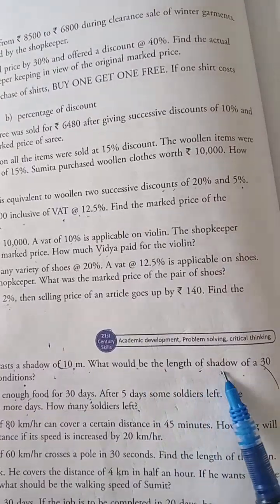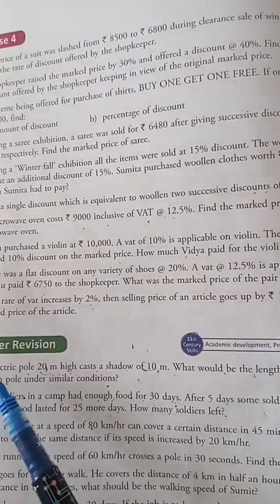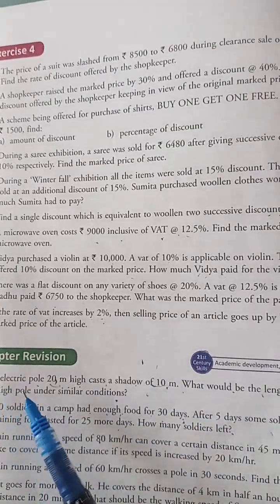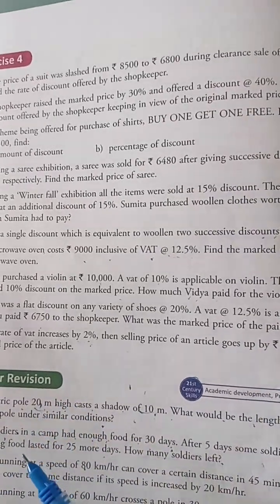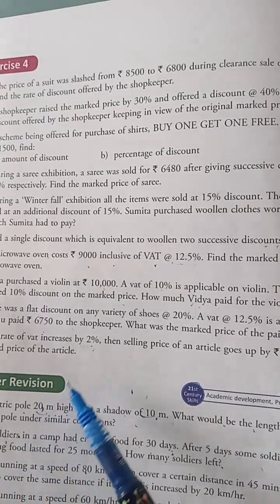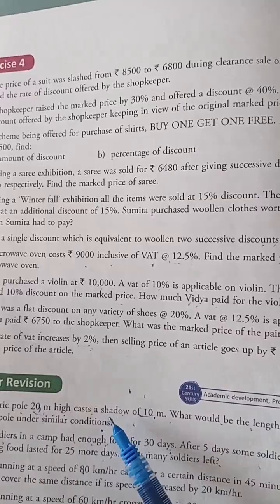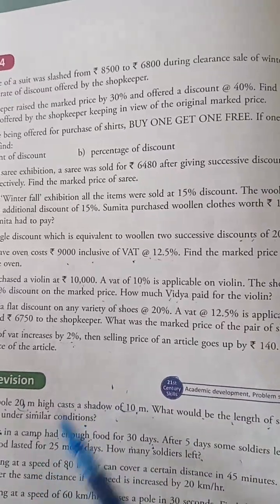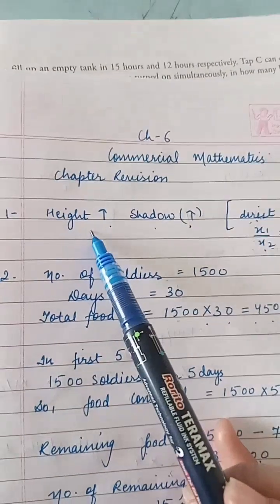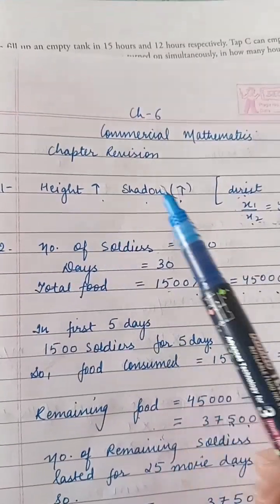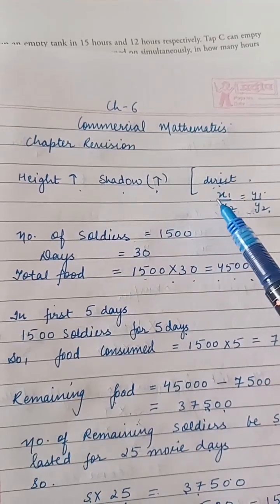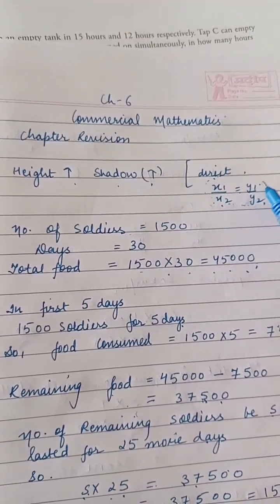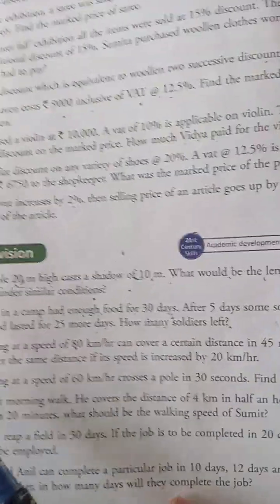They were asking about the length of the shadow of a 30 meter high pole under similar conditions. Okay, so if the height of the pole will increase, then the length of the shadow will also increase. Yes, so this is the case of direct proportion. In this, what we used to take is x1 by x2 is equals to y1 by y2. Okay, got it? Now come to the second question.